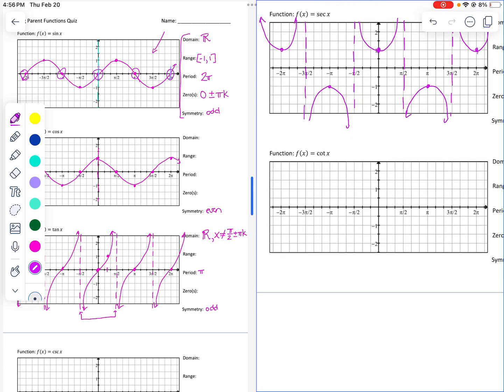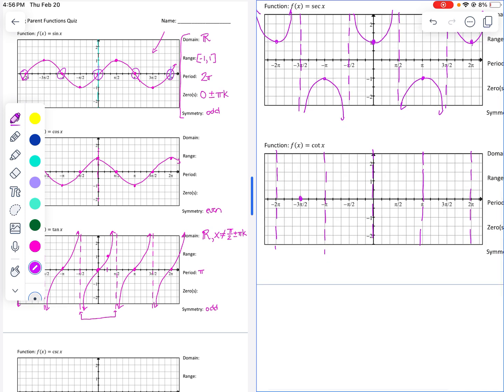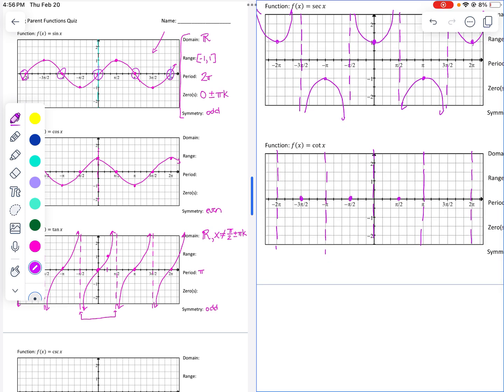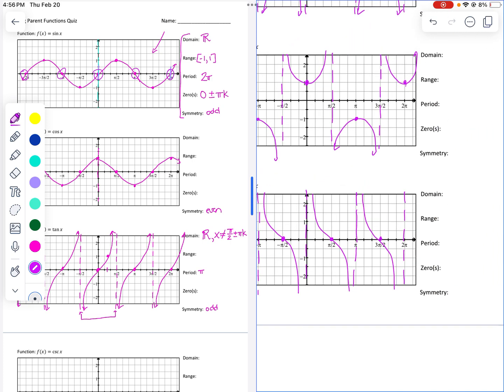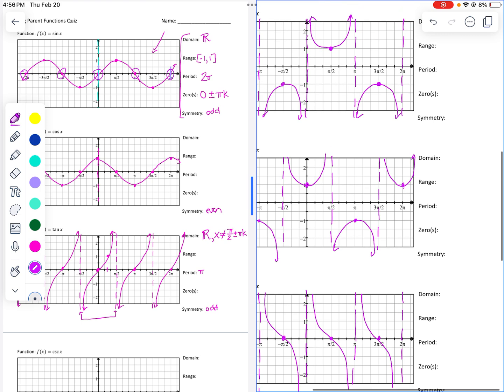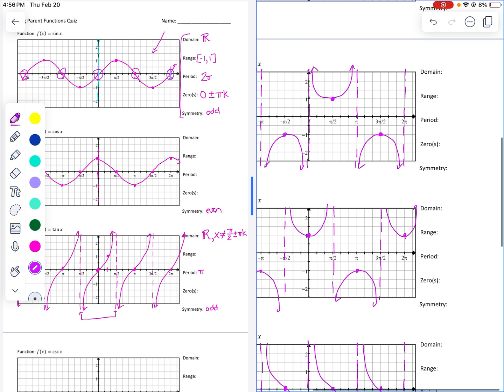So anywhere tangent has a 0, cotangent has an asymptote. Anywhere tangent has an asymptote, cotangent has a 0 because 0 is the reciprocal. And I could do the reciprocals of all the other points, or I could just remember cotangent goes backwards from tangent. And I can complete my graph that way. Again, all of the blanks on the side there should be filled out based off of the graph. Couple things to be sure of.